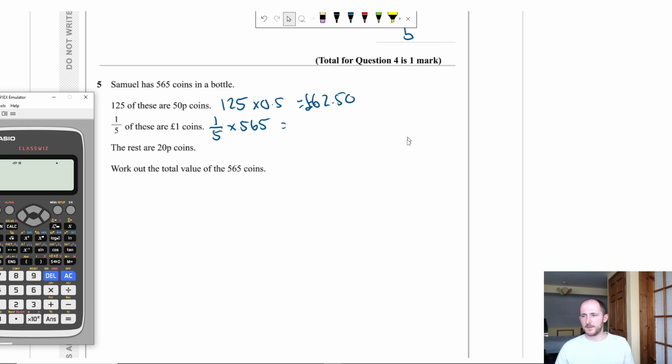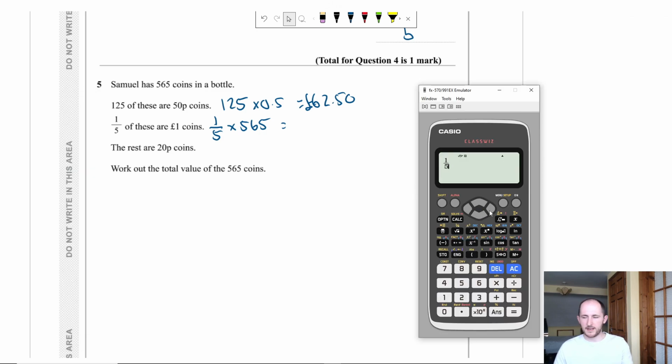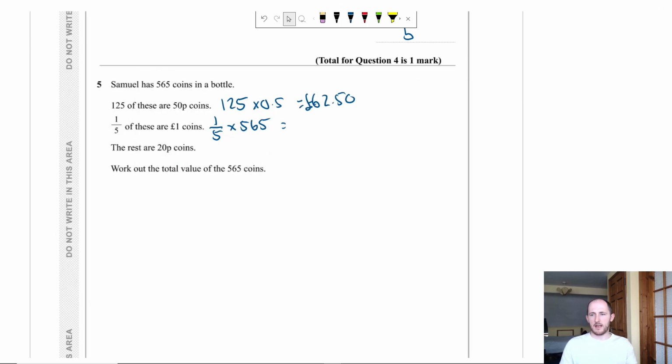So let's do that. We have 1 over 5 multiplied by 565, which gives an answer of 113. Now, if they're £1 coins, I would times it by 1 to get the value of the coins, because 113 £1 coins would be worth 113 times £1, so £113. Now it says the rest are 20p coins.